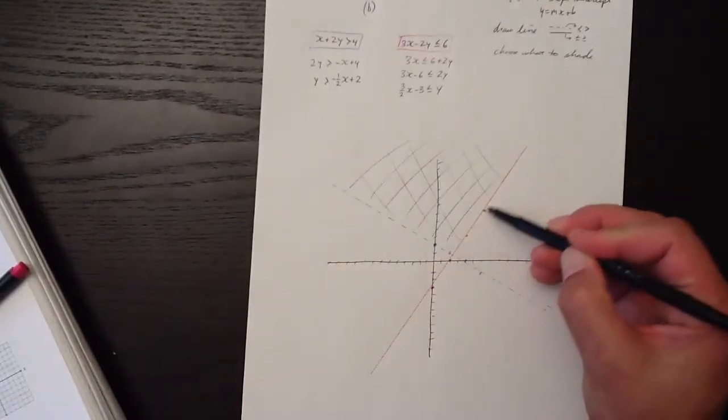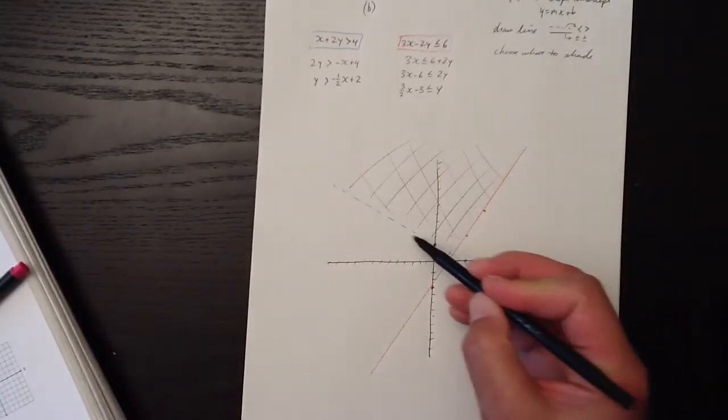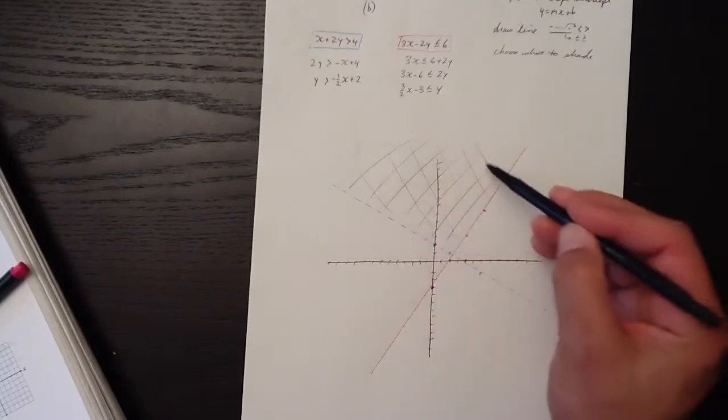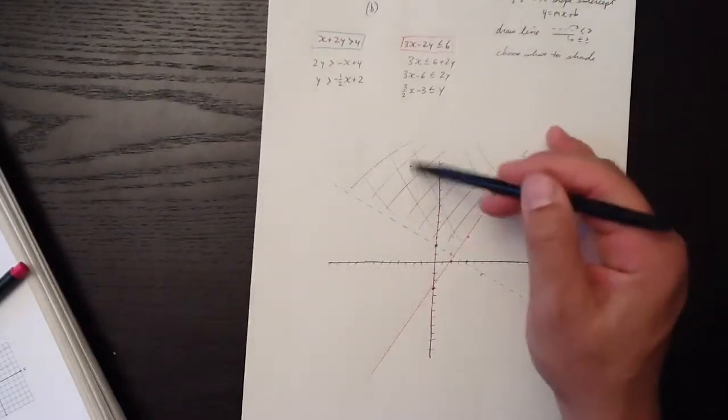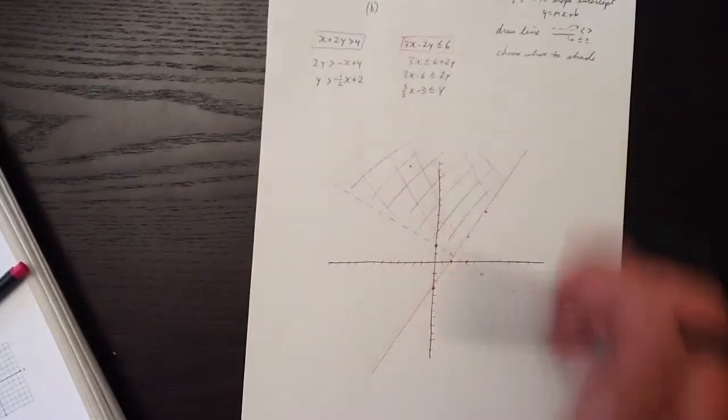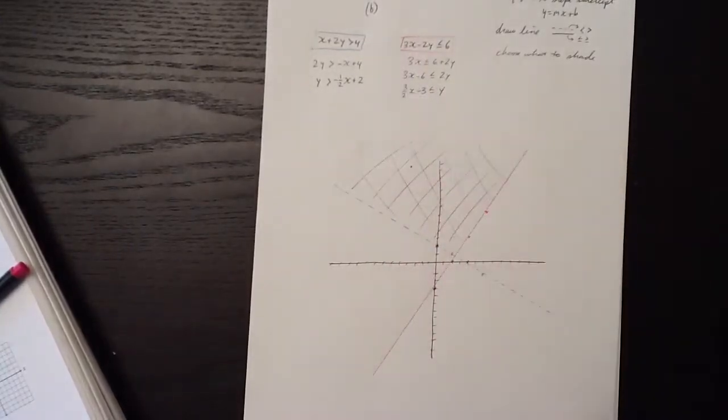And that is my solution set. It includes this line, but it doesn't include this line itself, and anything up here will be a solution. If I pick this point right here, I could take its coordinates, plug it into either inequality, and it would be true.